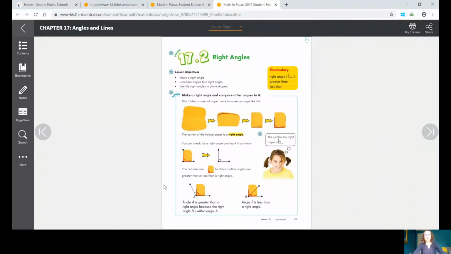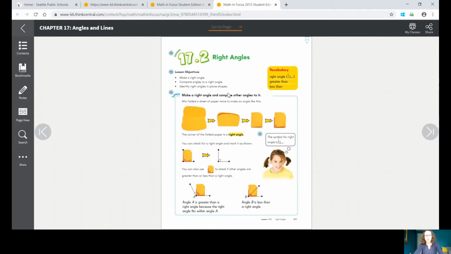All right, so let's start off with our lesson objectives and see what we're going to learn in this lesson today. We're going to learn to make a right angle. We're going to compare angles to a right angle. We're going to identify right angles in plane shapes. Here's the vocabulary. We're going to learn and really practice identifying these right angles. Here's what it looks like. Greater than and less than. Those ones have come up in previous lessons.